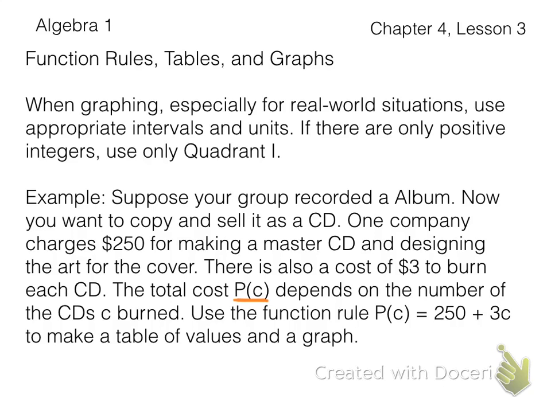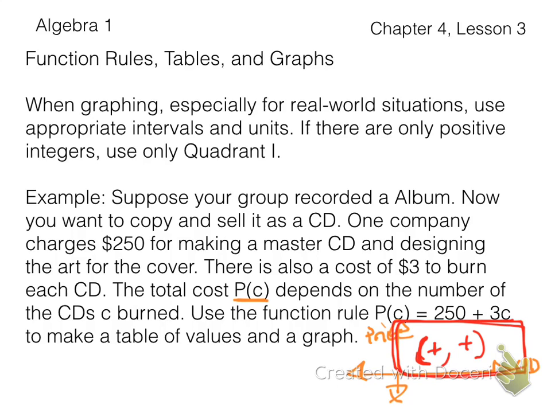The other thing that needs to be positive is the number of CDs. We're not going to order negative CDs. Since the CDs are the input, they're also the independent variable, which means they get graphed on the x-axis. If this is the number of CDs we're buying, and P is the price, basically how much it's going to cost your group, we're always going to be in the positive region. I'm never going to order negative CDs, so it's always a positive number of CDs, which means my price is always positive. So whenever you're graphing these sorts of things, you want to keep it in quadrant 1.